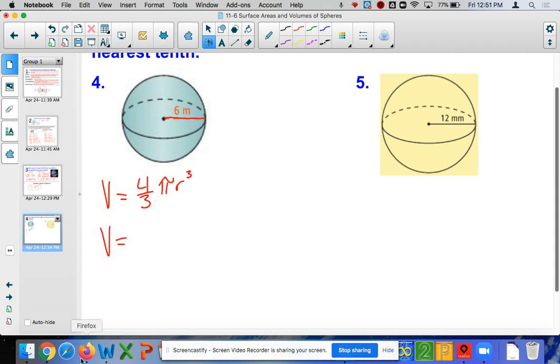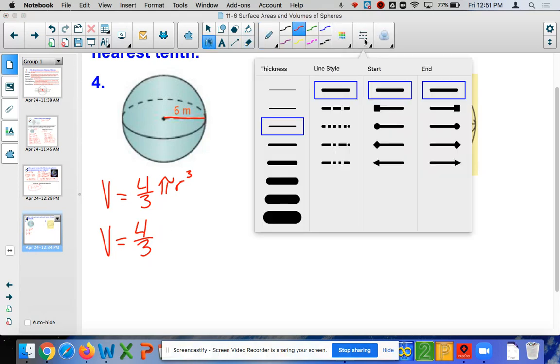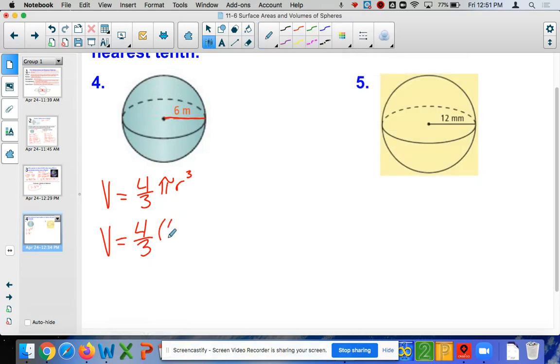We know the radius, it's 6. So we got 4/3 times, I am getting ahead of myself. Let's try that again, shall we? Times 6 to the third times pi. Okay. Now, let's break it down even further. 4/3, 6 to the third is 216.